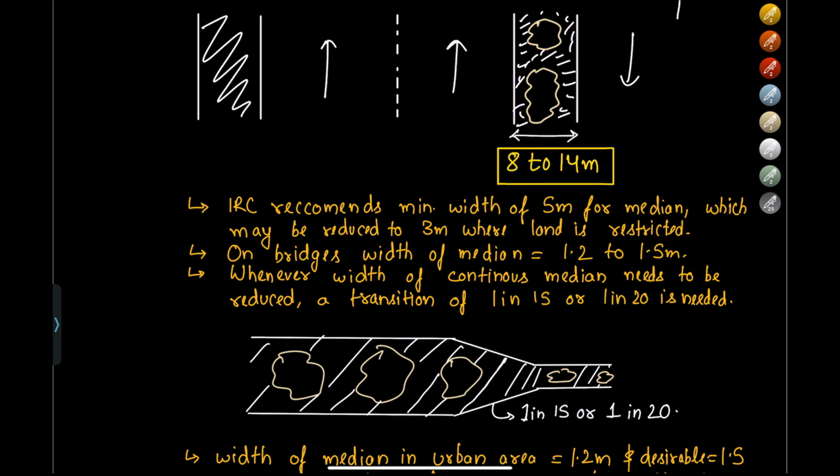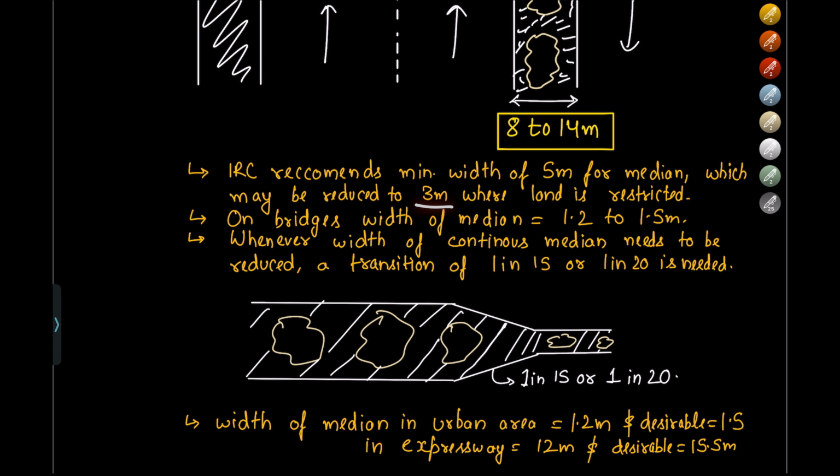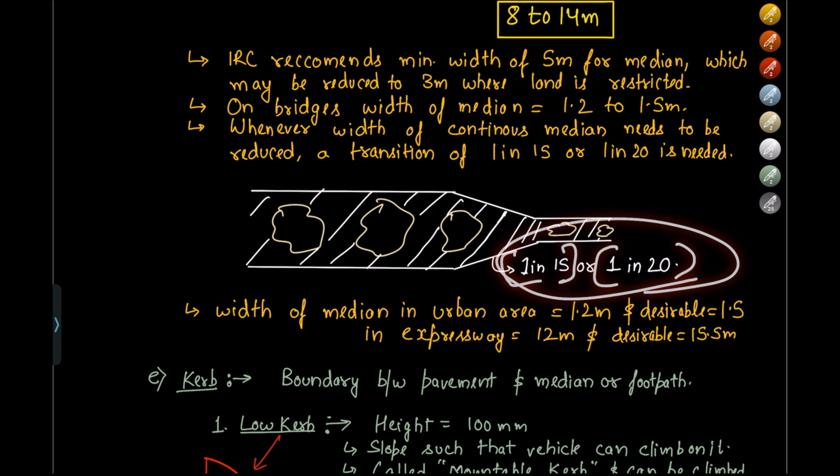There are some cases when the width of the median was 5 meter and it is now reduced further while moving on the road, it is reduced to 3 meter. Then it cannot be abruptly reduced to 3 meter. A gentle gradient of 1 in 15 or 1 in 20 has to be provided.